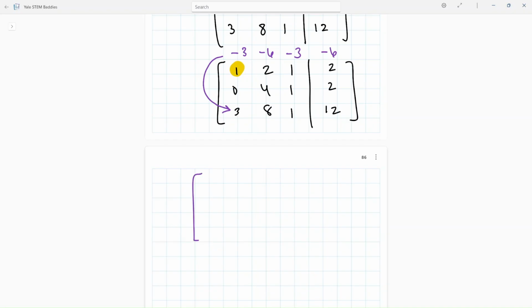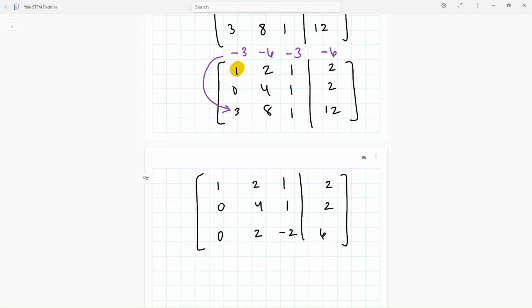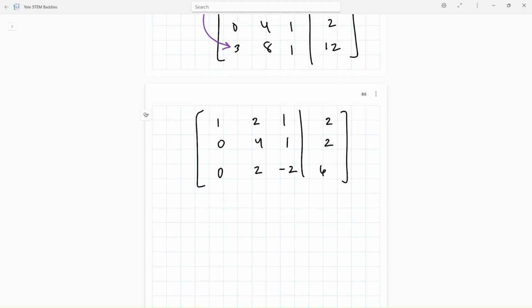That gives us the result: these rows remain unchanged, and this bottom row becomes -3 plus 3, that's 0, -6 plus 8 is 2, -3 plus 1 is -2, and then -6 plus 12 is 6. Okay, perfect. Now this column is perfect. We got 1 followed by zeros below it.